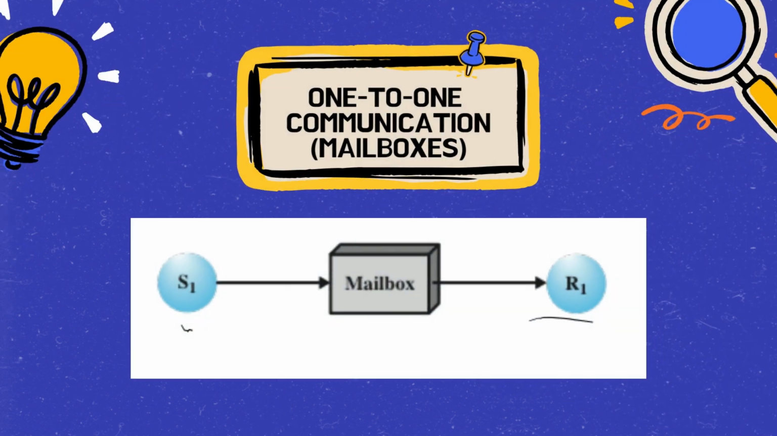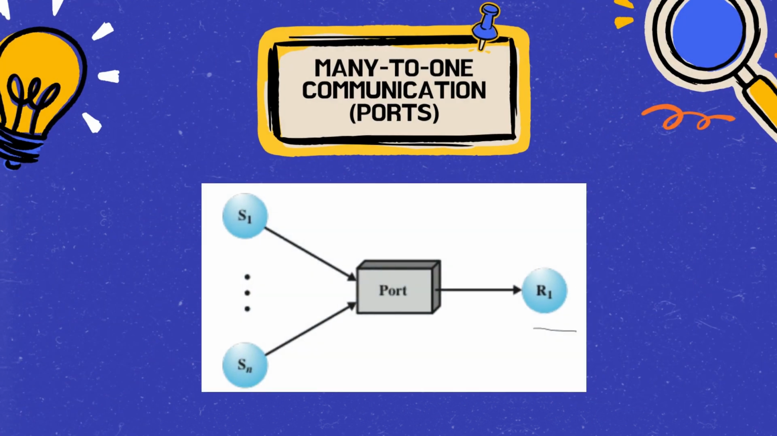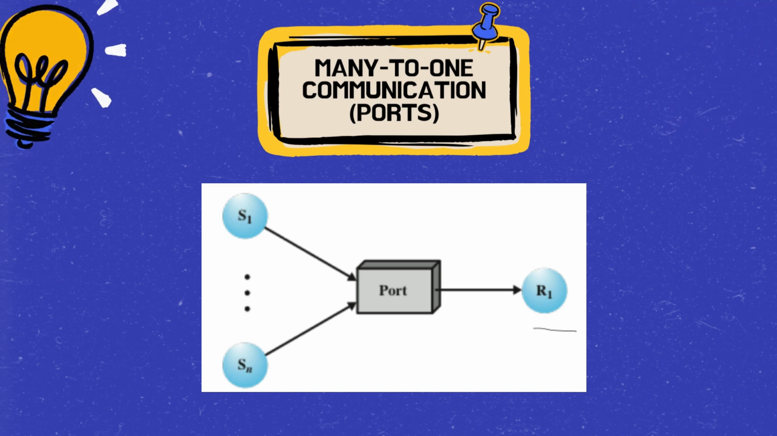First, let's look at one-to-one communication using a mailbox. In this setup, a single process sends a message to a mailbox, and a single process retrieves it. Next, we have many-to-one communication using a mailbox. Multiple processes can send messages to a single mailbox, which are then received by one process.